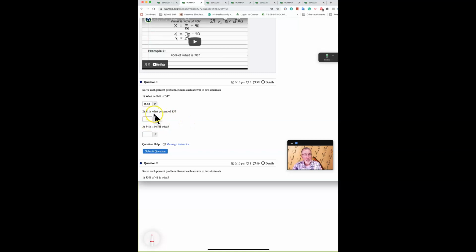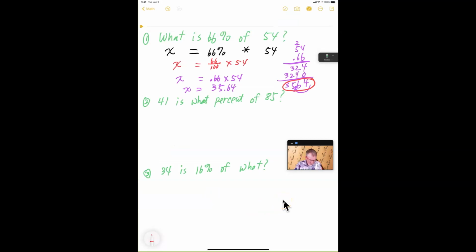Let's look at the next one. 41 is what percent of 85? So let's use the same translation procedure we just used. 41 is 41. Is our equal sign. What is x. Percent of is times and 85. So if you remember that what is the x and is or are or was or were, those are the equal signs. And then of is usually multiplication. Then you can get this close to what you're doing. So this can be rewritten as 41. Let's do a different color.